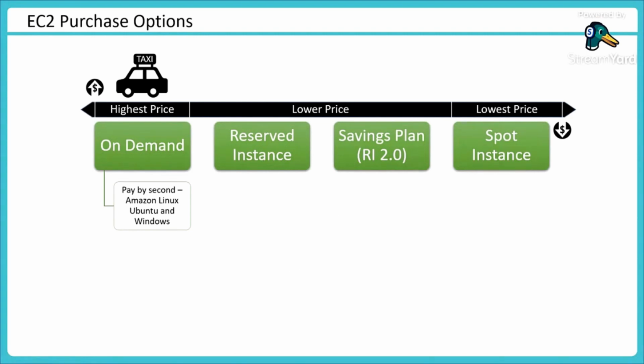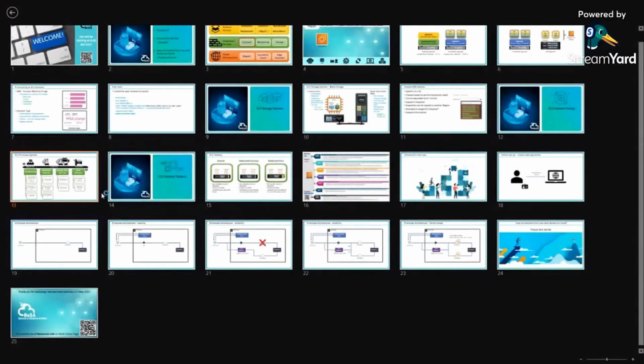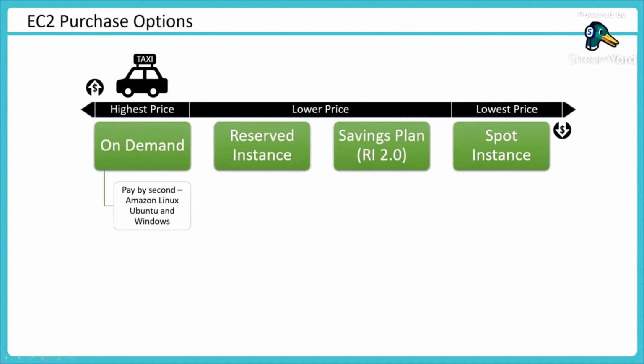If there are other operating systems, I pay by the hour. What I mean by the hour: if I use that instance for 60 minutes, I would still be paying for 1 hour. And if I use that instance for 61 minutes, I would be paying for 2 hours in that case.